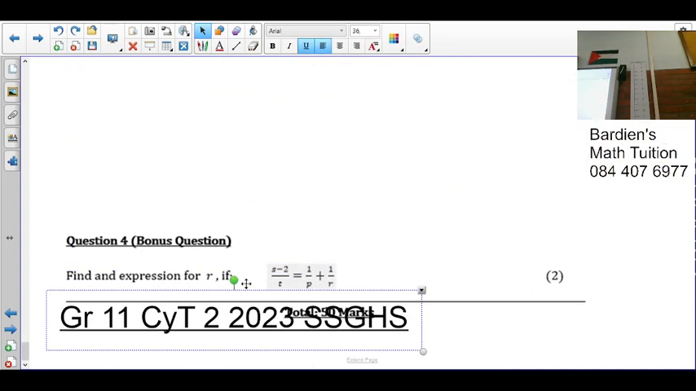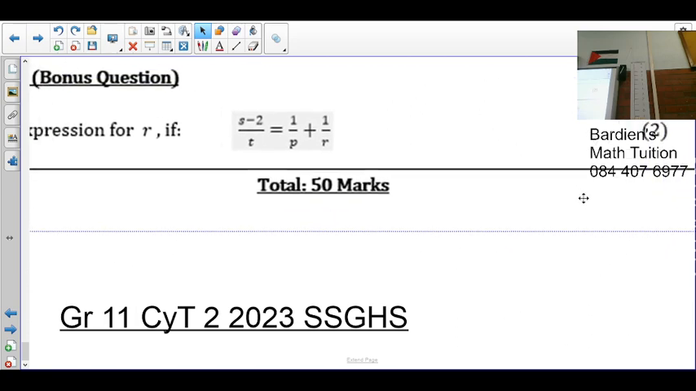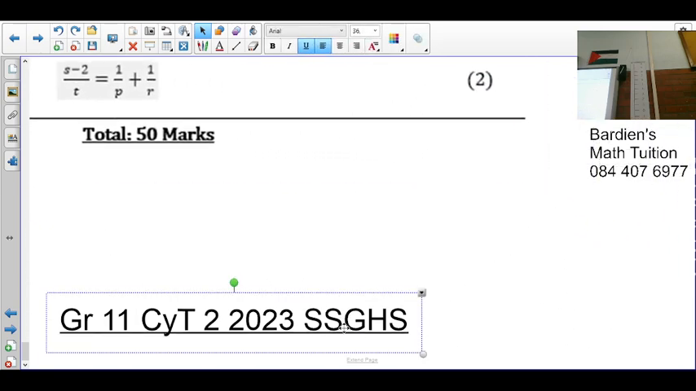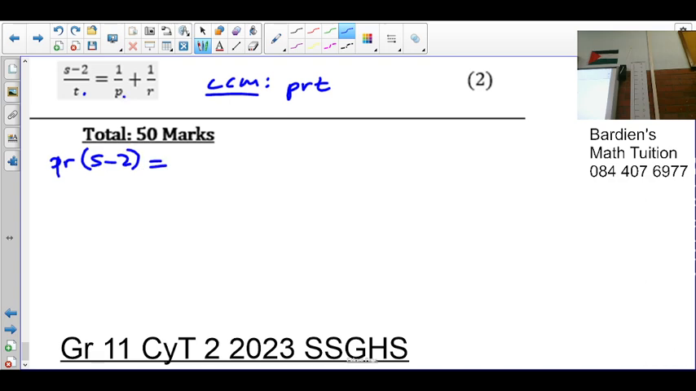And then the bonus question. Well, I was sad to say that nobody got this right. The question says you must make R the subject of the formula. Now there are many ways of doing this. So firstly, what's my LCM? PRT. So that must be multiplied by PR times S minus 2. This must be multiplied by RT, so it's 1 into RT. Plus, this must be multiplied by PT. Okay, I'm going to multiply that in.